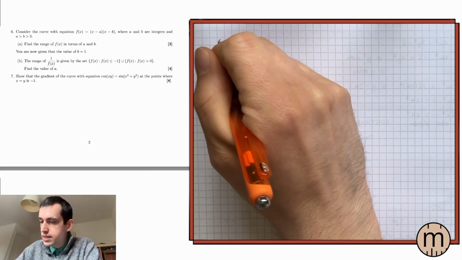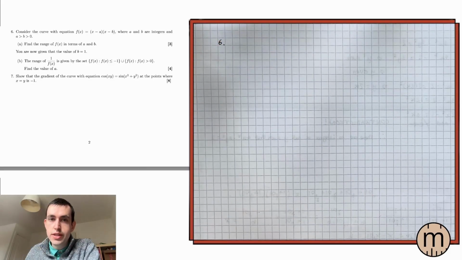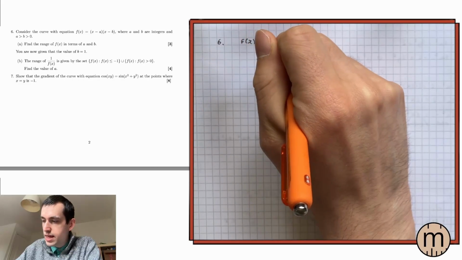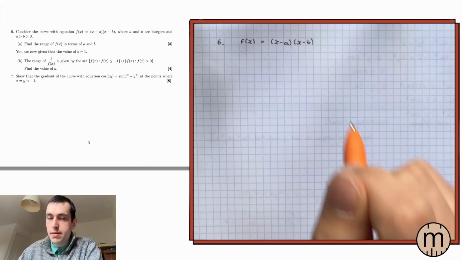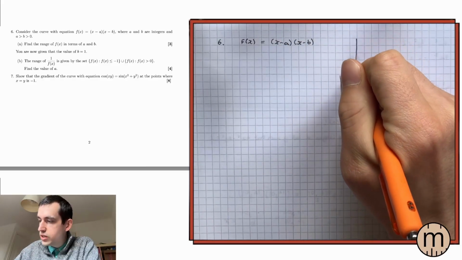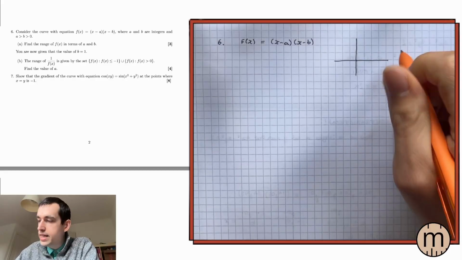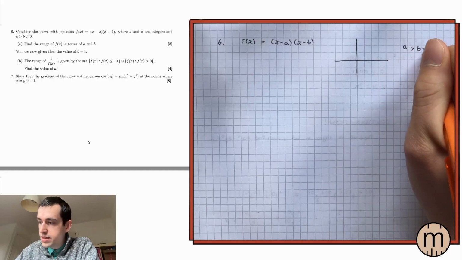In question 6, I've written a question where you can't just use the calculator to answer it for you. You have to use the actual maths because it's in terms of a and b. So we've got a quadratic, so you've seen plenty of quadratics. (x minus a)(x minus b). I'll give it a little sketch. We are told that a and b are integers, and a is bigger than b is bigger than 0.